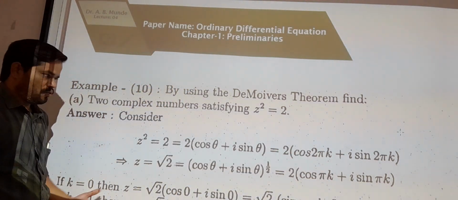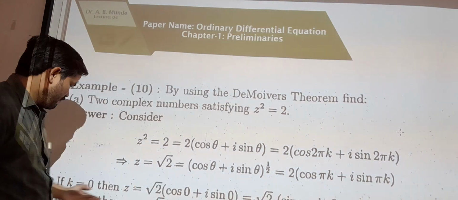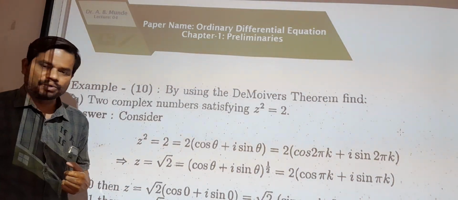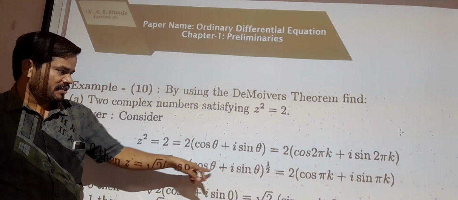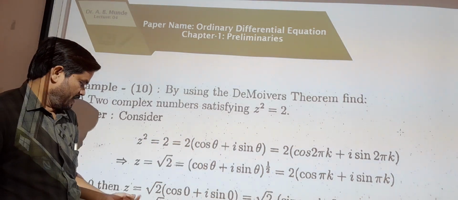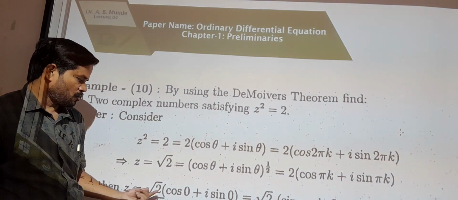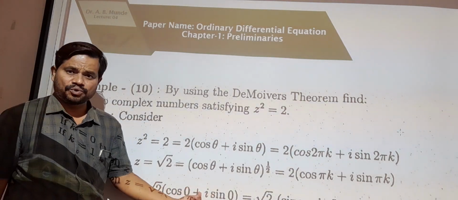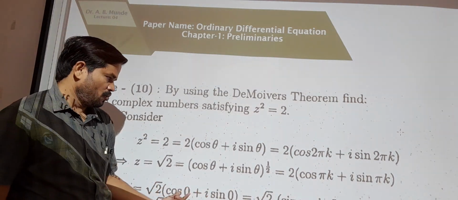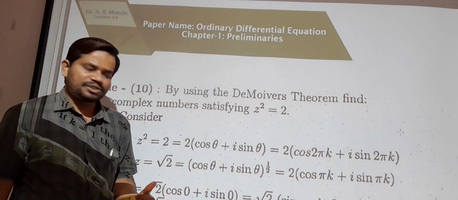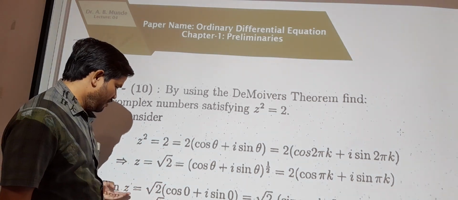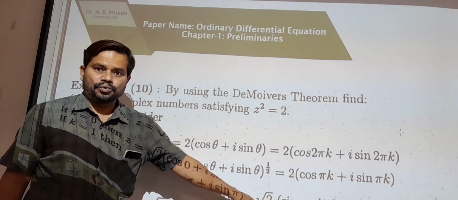So now you can run this expression for k equals 0. If you put k equals 0 here, we get the value of z as root 2 (cos 0 + i sin 0). You know the value of cos 0 is 1 and the value of sin 0 is 0, and that's why the value of this z is root 2.